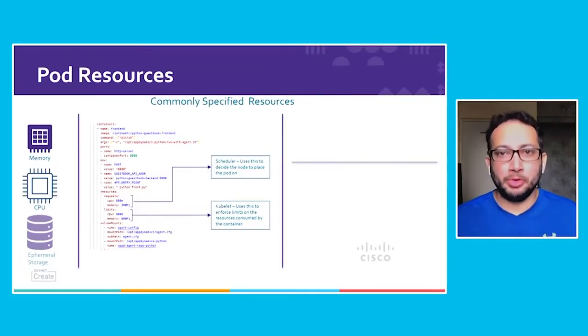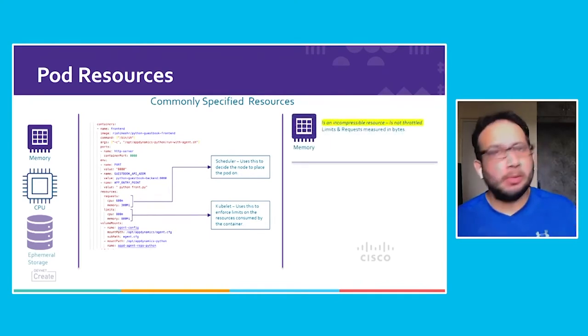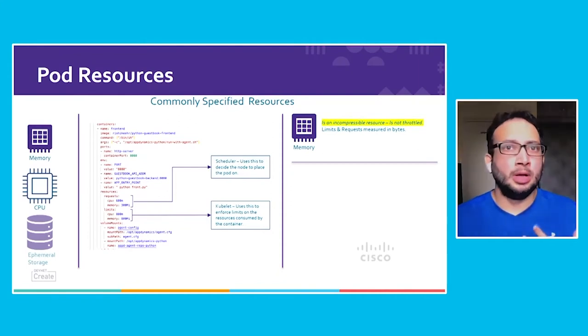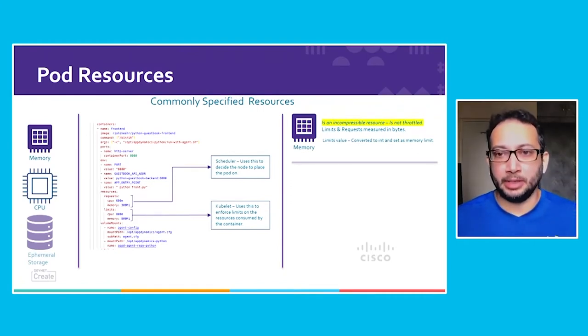How do memory and CPU operate? Memory is an incompressible resource, which means that it cannot be throttled. So if you are running into issues like out of memory, your pods being killed, that's specifically because you have a memory problem there. And their limits and requests are measured in bytes. You essentially convert the limits into an integer value and set that as a memory limit.